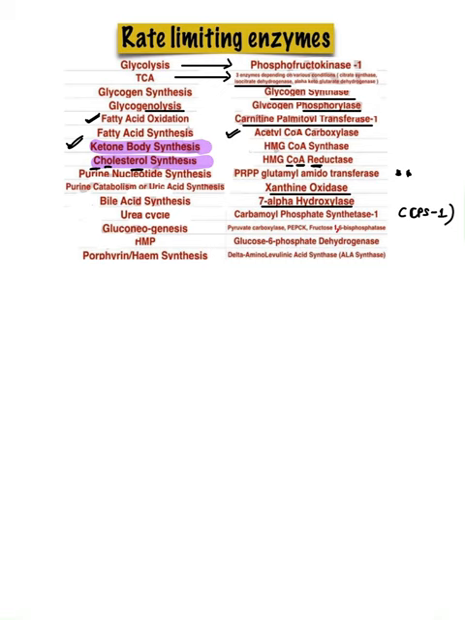Gluconeogenesis, that is formation of new glucose. Remember, guys, we talked about 4 new enzymes that came in the pathway. First was, guys, pyruvate carboxylase. Then it was PEPCK.